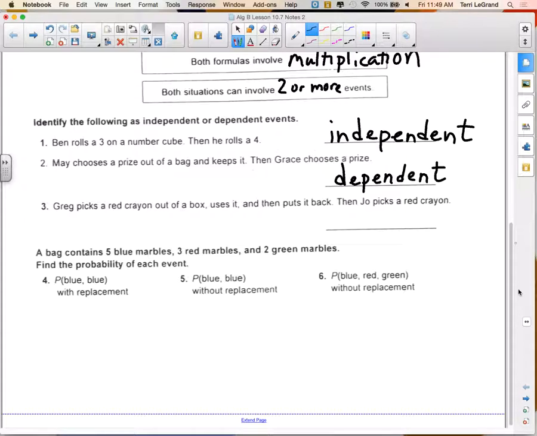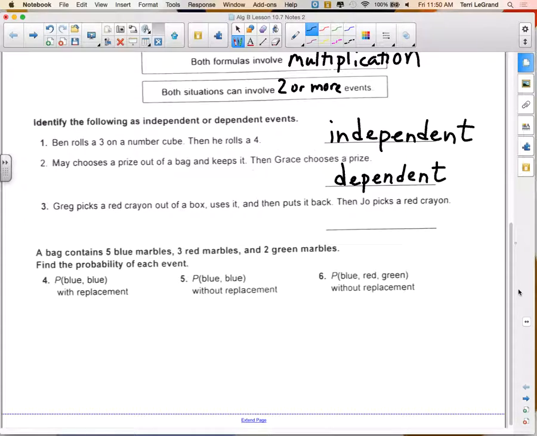Dependent. Do you think it's dependent? Can you give us a reason? Because they took it out, okay. But didn't Greg put it back? Greg took it out, used it, and then put it back. And then Joe picked and wanted a red crayon. So dependent. You want to go with that? Okay. Josh? Independent? Why?